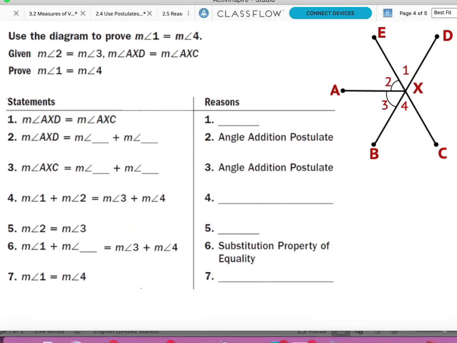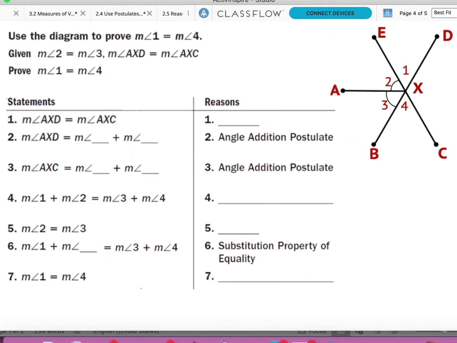Again, I know this might feel overwhelming, but we're just going to keep going. We won't give up. Use the diagram to prove that the measure of angle 1 is equal to the measure of angle 4. And I sort of believe that because aren't those vertical angles? And we've always talked about how vertical angles are congruent to one another, but we don't really have a reason to back it up yet. So we're going to go through this logical argument to show that it must be true.